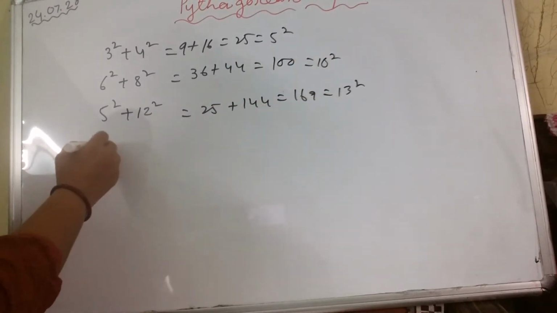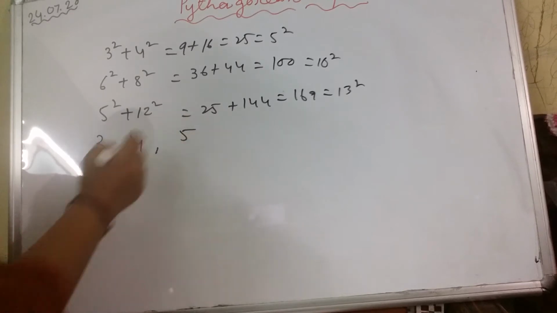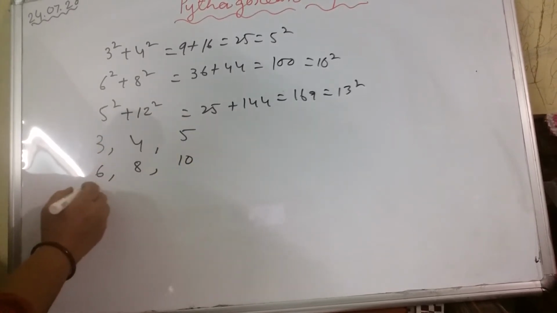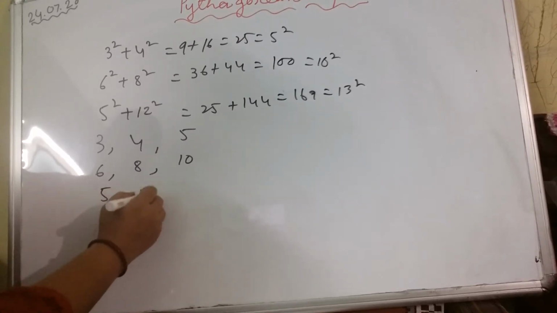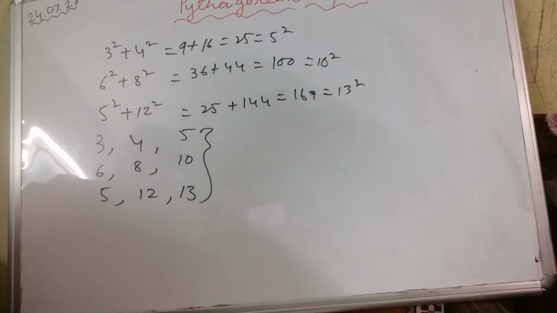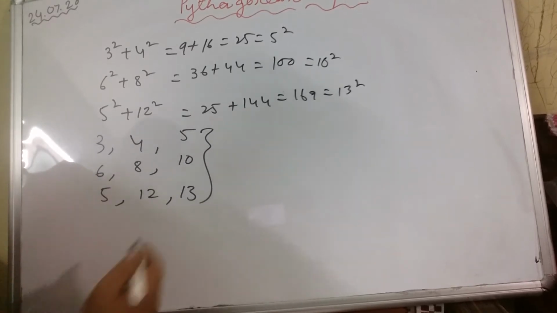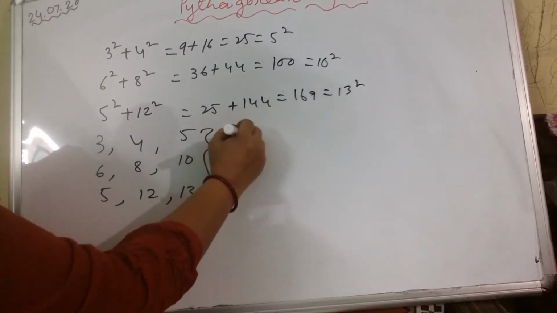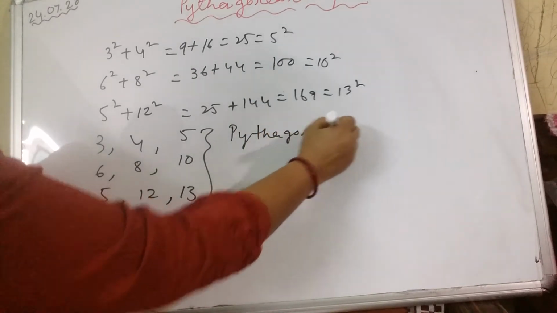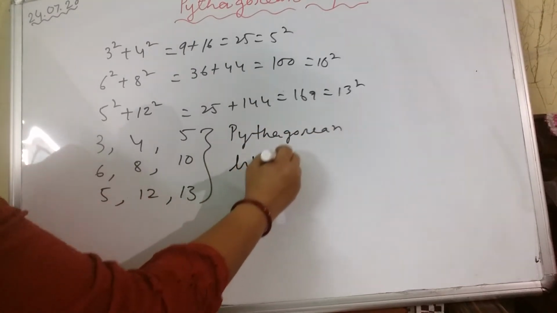So these 3, 4, 5 or 6, 8, 10, 5, 12, 13, these are collections of numbers known as Pythagorean triplets. Okay.